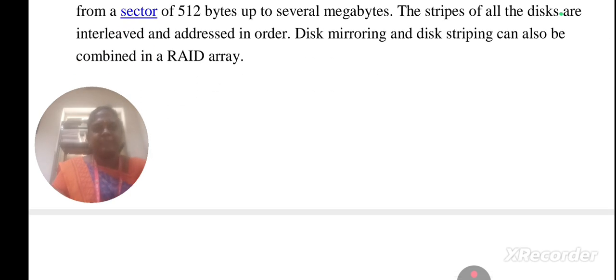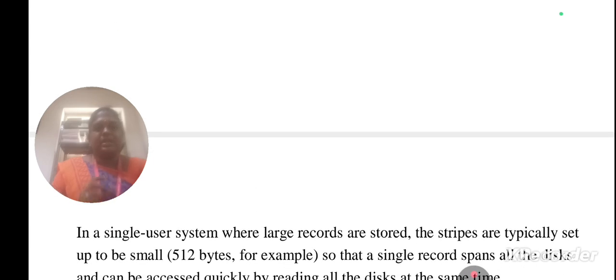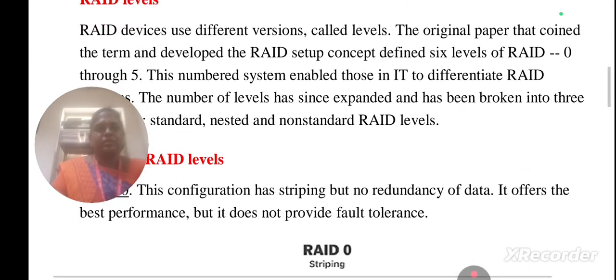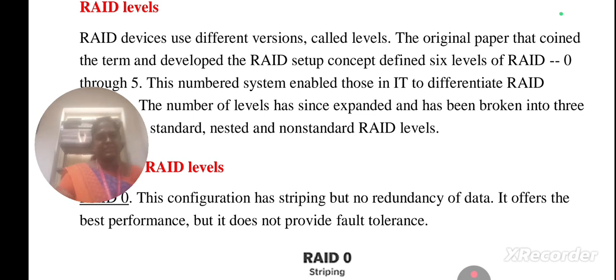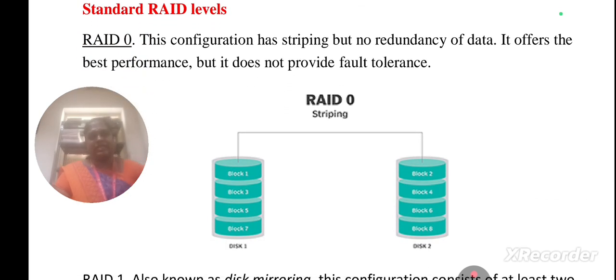Likewise, we have RAID levels. We have levels up to level 6: 0, 1, 2, 3, 4, 5, 6. RAID levels mean they use different versions called levels. The original paper that coined the term and developed the RAID setup concepts described six levels of RAID, 0 through 5. Now RAID 0 has striping but no redundancy of data. It offers the best performance and does not provide fault tolerance.